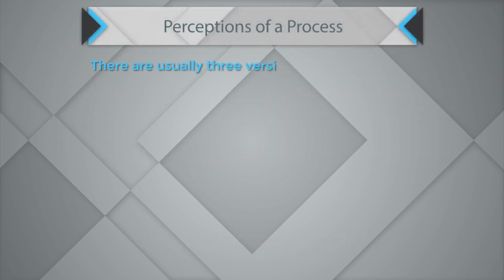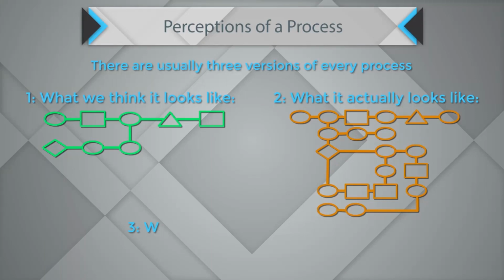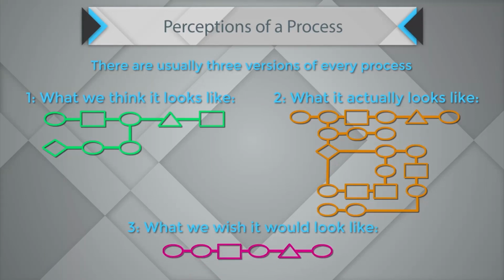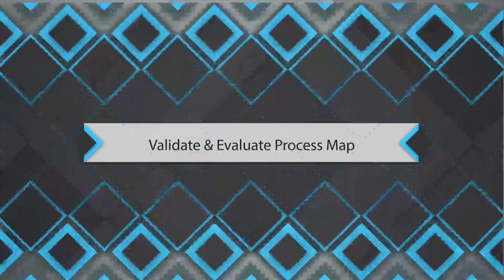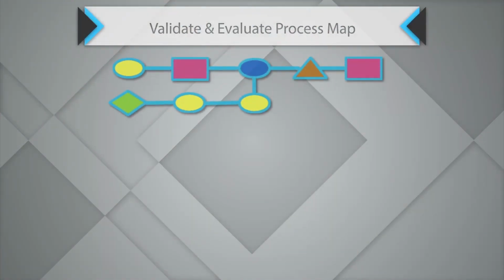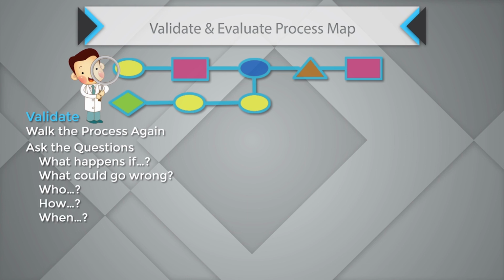There are usually three versions of every process: what we think it looks like, what it actually looks like, and finally, what we wish it would look like. Don't jump to what we wish it would look like right now. You should set out to validate and evaluate your process maps. Walk the process again. Ask the questions: What happens if? What could go wrong? Who is responsible? How will it be done? When will it be possible? And update your process map accordingly.